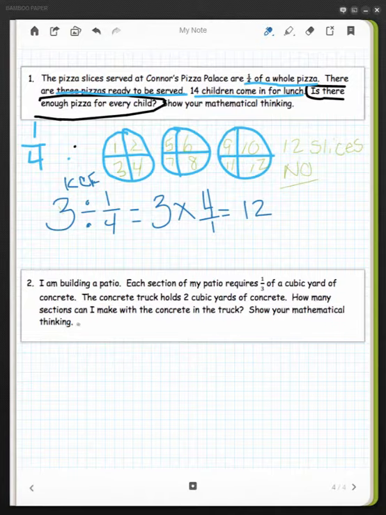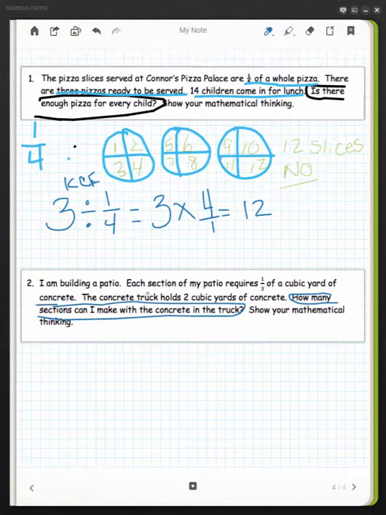So again, we're going to annotate our problem. What is it that they're asking us to find? They are asking us to find how many sections I can make with the concrete that's in the truck. So that's what I need to find out.